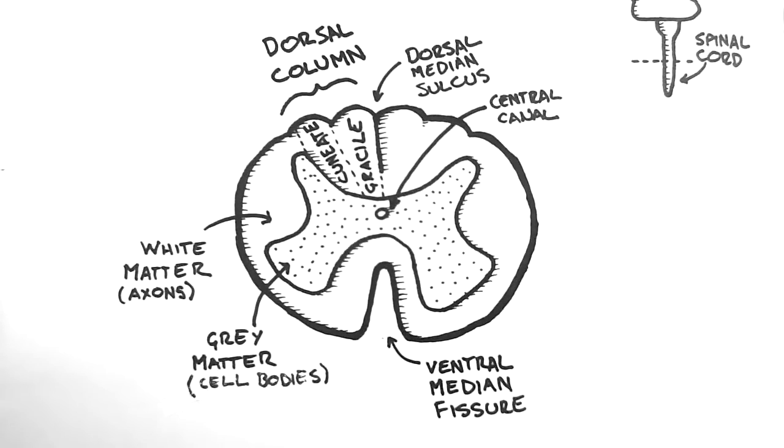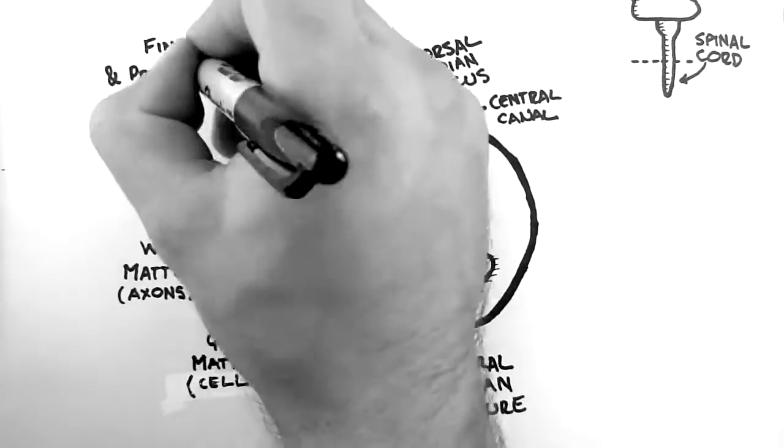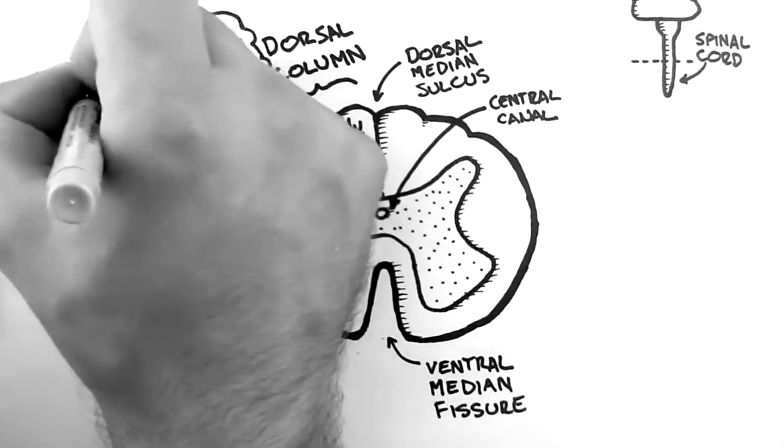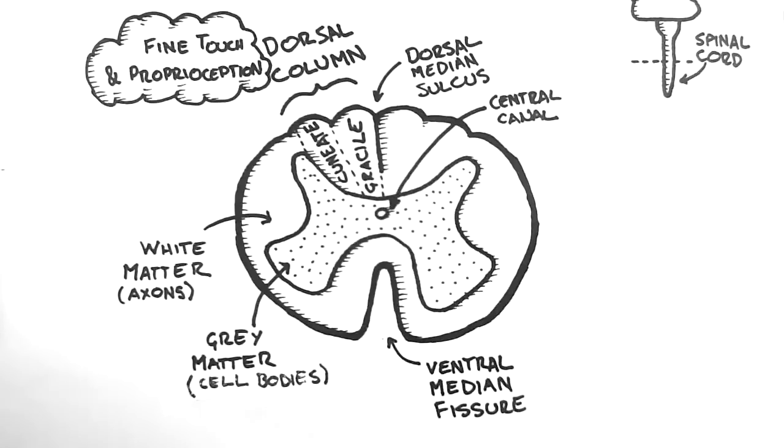The primary function of the dorsal column is to convey the senses of fine touch and proprioception, which means joint position, to the brain. I should just clarify that there is a left-sided version and a right-sided version of each pathway, but I've only drawn one or the other for clarity. To put it another way, the left and right sides of the spinal cord are mirrored.